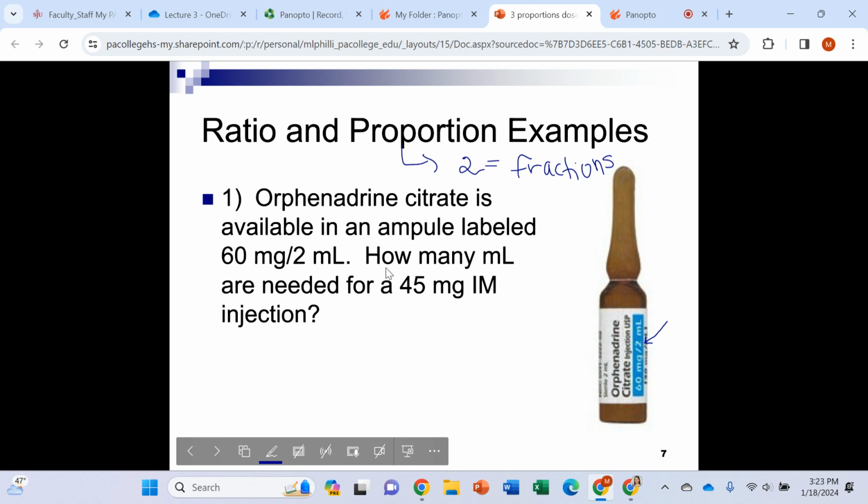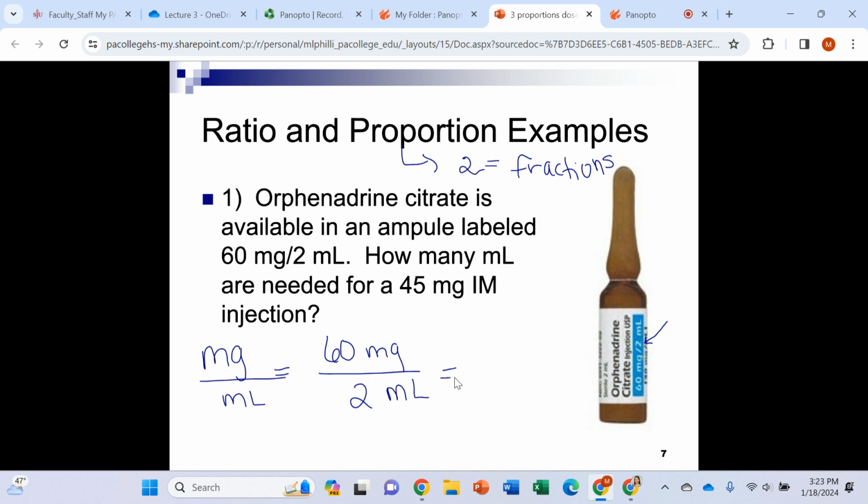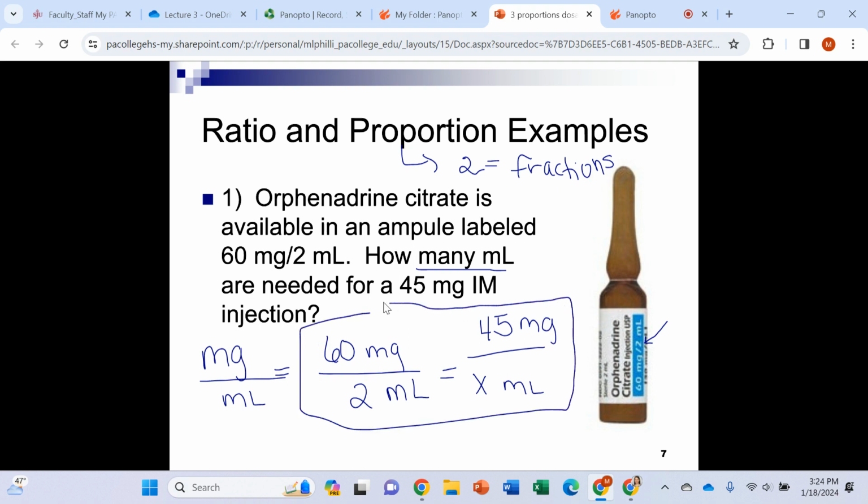So I'm going to start with the first fraction that I read, which says that I have 60 milligrams over 2 milliliters. And in this fraction, I see that the concept in the numerator, or top of the fraction, is milligrams, and the concept on the bottom is milliliters. In order to make equal fractions to this, I need to continue the concept of having milligrams on top, milliliters on bottom. As I read the question, it asks me how many milliliters. So that is where I'm going to put my X because I do not know. And it tells me there's a 45 milligram injection, so I'm going to put that on the top. So these are two equal fractions, or a proportion.